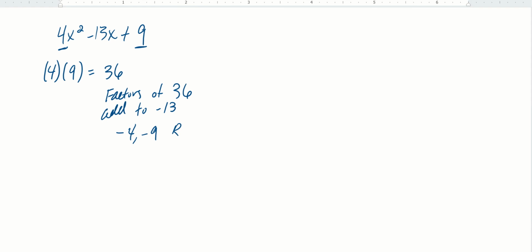So we're going to rewrite the middle term using our new factors. So I'm going to write 4x squared, and the plus 9 stays the same. We're just rewriting the middle term, so I'm going to do -4x minus 9x plus 9.